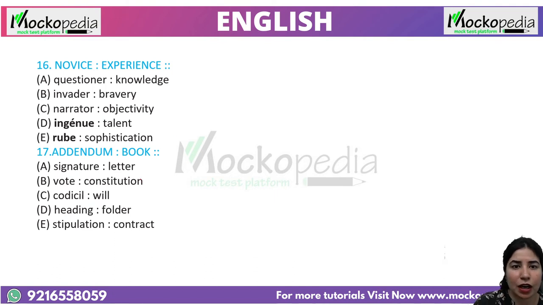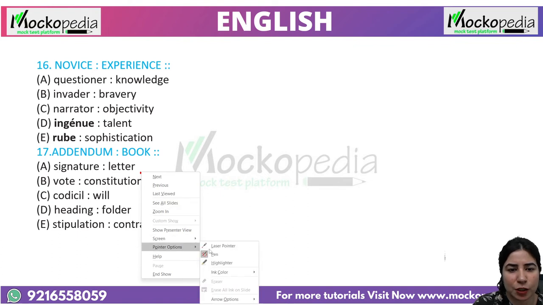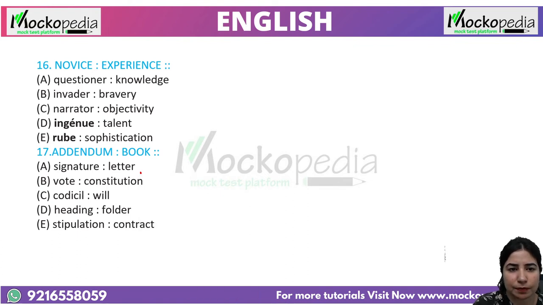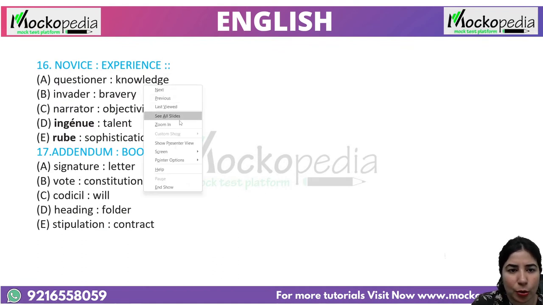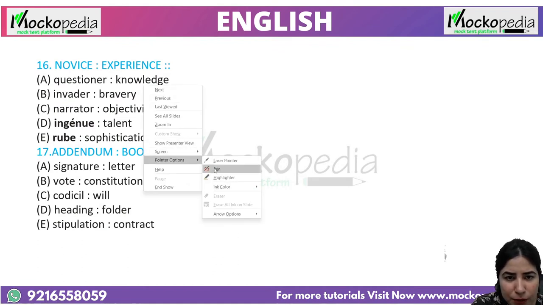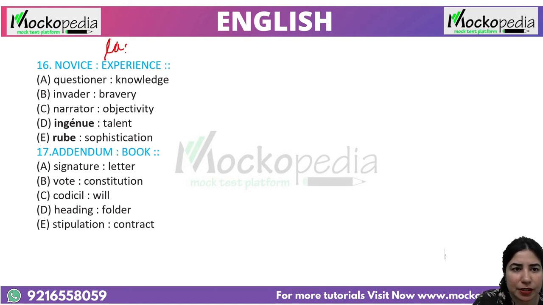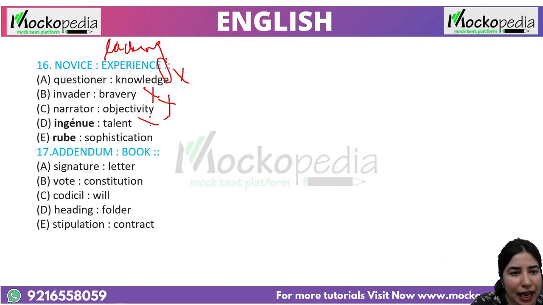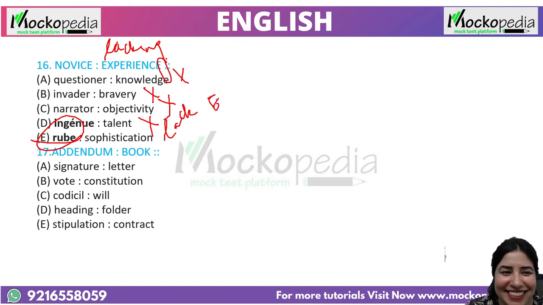So see, a novice is the one who lacks experience, right? Novice is a beginner, okay? So of course he would be lacking experience. So invader would lack bravery, we can say. Questioner would lack knowledge, we can't say. Narrator would lack objectivity, we can't say. Ingenuine lack talent, can't say. Yes, so dupe is the person who would lack sophistication, right? So we can mark E as an answer, right?